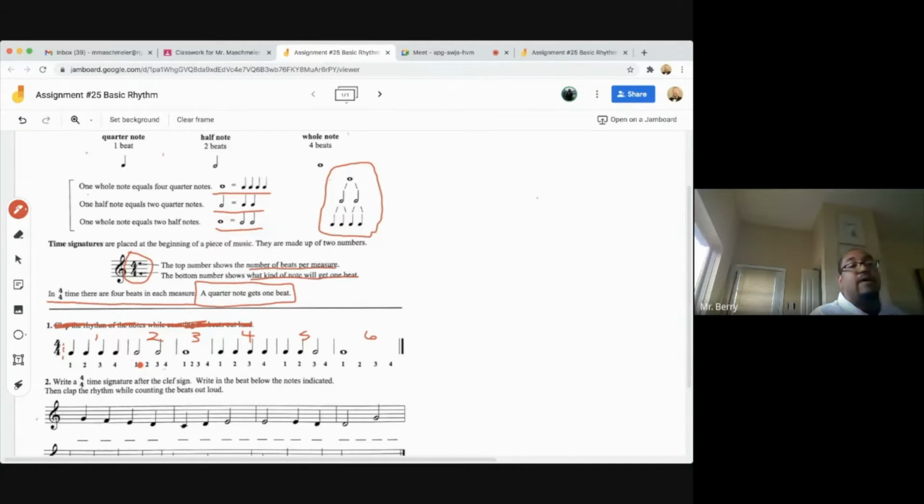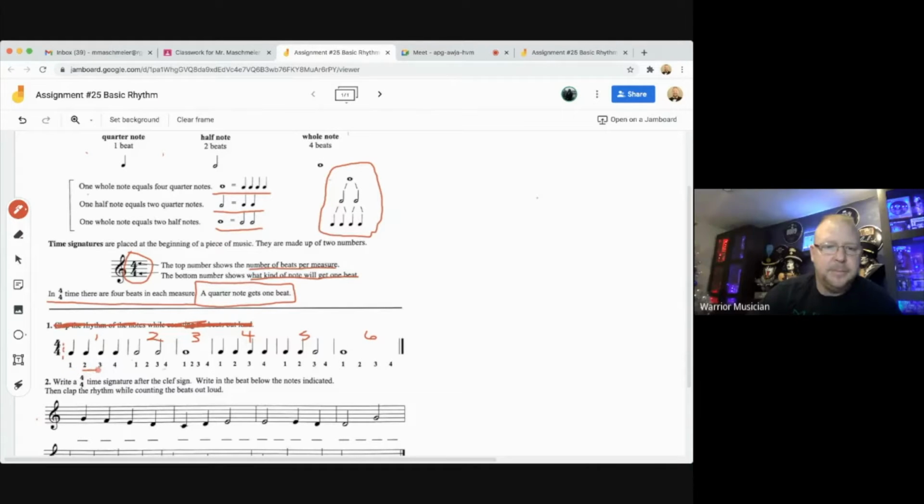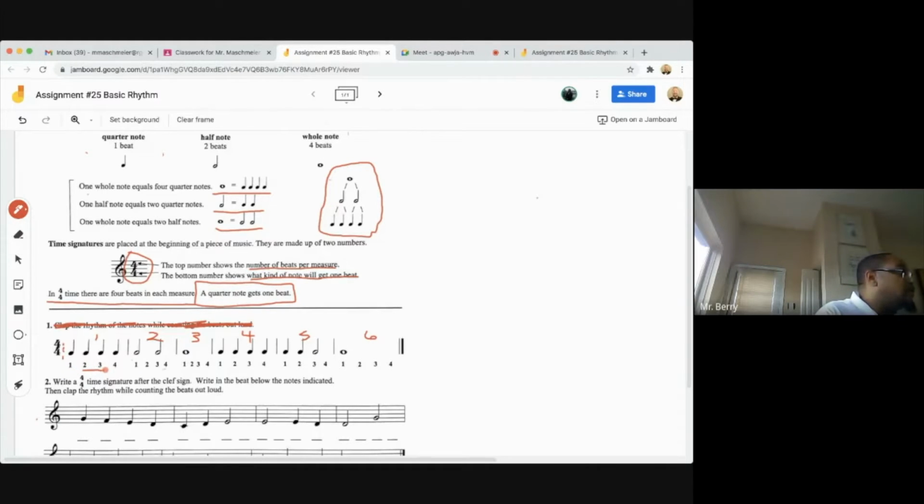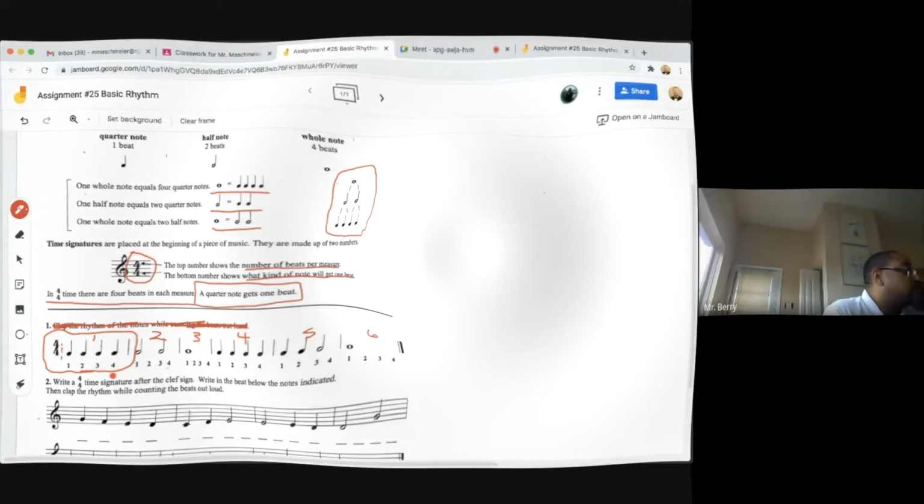Okay, so now let's talk about writing the counts. Let's look at number 1 again. Mr. Matchmeyer, circle number 1 for us. The first measure? So Mr. Matchmeyer is circling number 1. So how many beats do we have per measure again? If our time signature is 4/4 time, how many beats per measure?